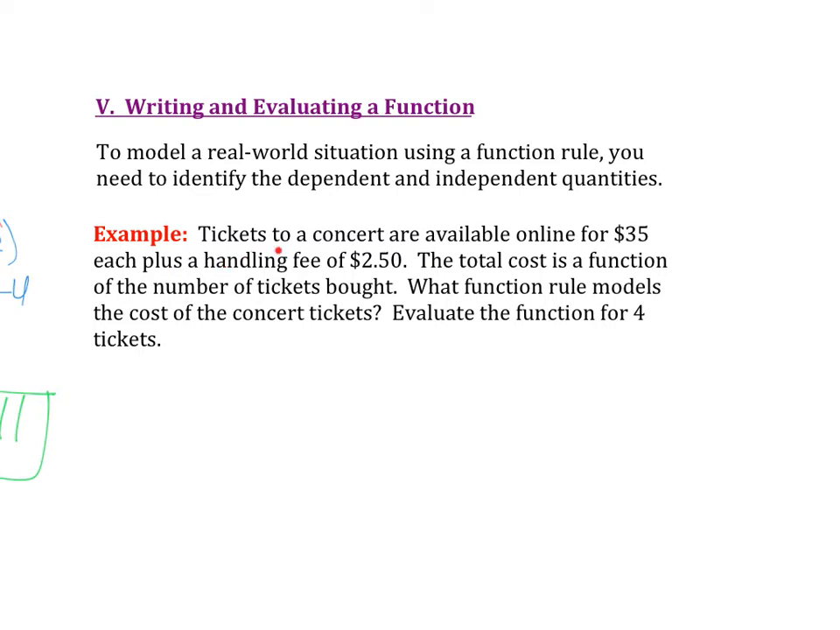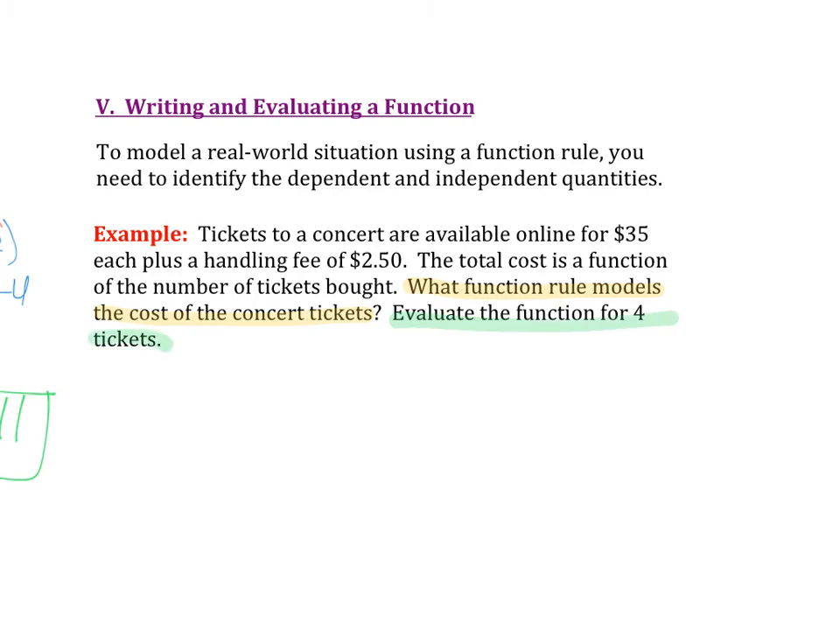All right, we have tickets to a concert available online for $35 each, plus a handling fee of $2.50. The total cost is a function of the number of tickets bought. Write a function rule that models the cost of concert tickets. Evaluate the function for 4 tickets. So this one's got 2 parts to it. First, we have to write a function rule, and then we have to evaluate that function rule.